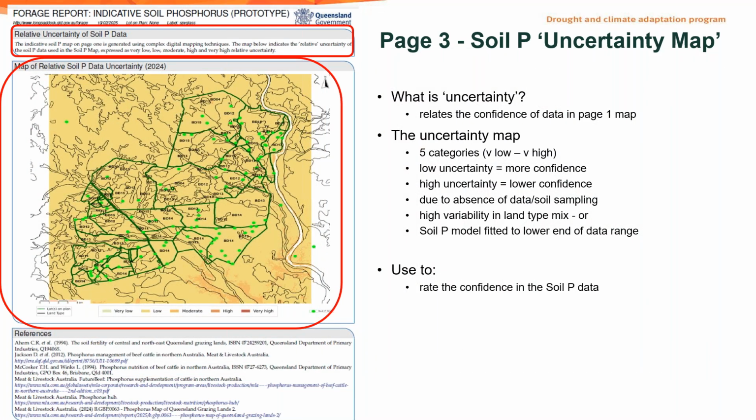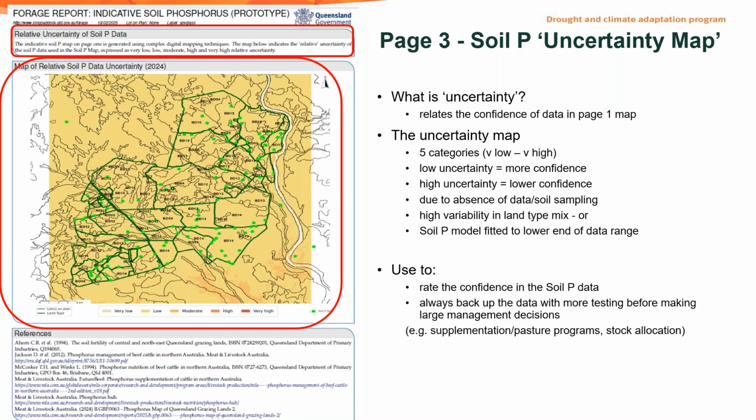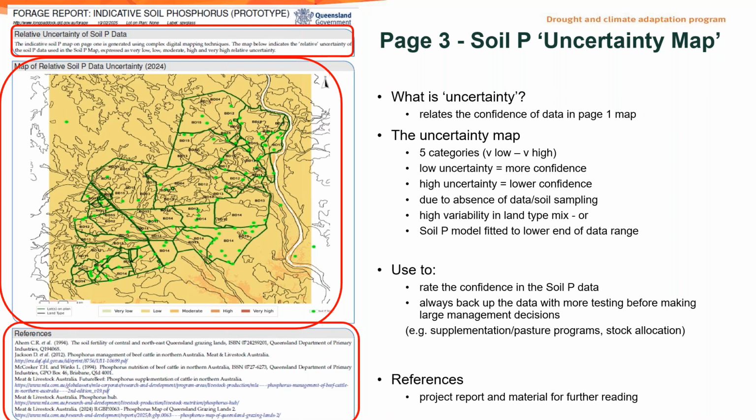So how are we going to use the soil P uncertainty map? It's to rate the confidence of the soil P data. And I need to say that you always back up this data with more soil testing, or as Jim related, through inorganic phosphorus testing of the animals before you make large management decisions such as supplement and pasture programs and stock allocation. You really want to make sure what you're doing there. Now, the last bit on the soil P report are the references, which relate the project report and material for further reading.